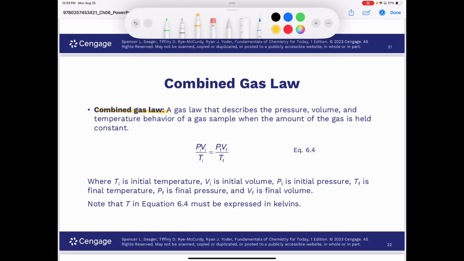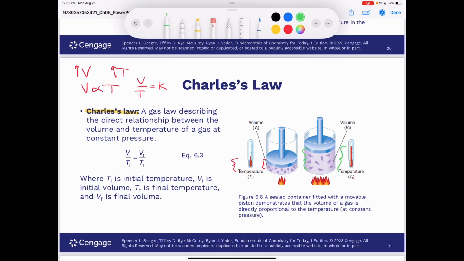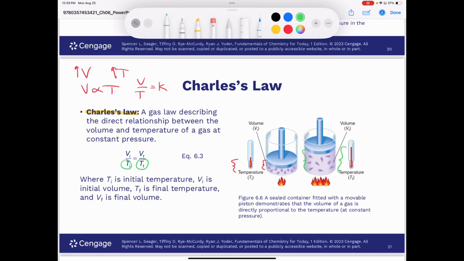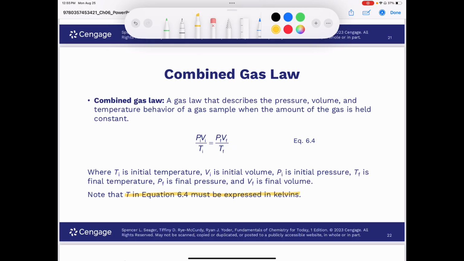Something I neglected to point out in the previous slide, and I'm going to scroll back there, is that when you're using Charles' law, any gas law, temperature must be in Kelvin. If it's not in Kelvin, the law won't work. Also, when you're doing the combined gas law, the temperature, right here, must be expressed in kelvins. If it's not in kelvins, it will not work. So when you're using Boyle's law, Charles' law, or the combined gas law, forget about degrees Celsius. Only Kelvin is going to work.